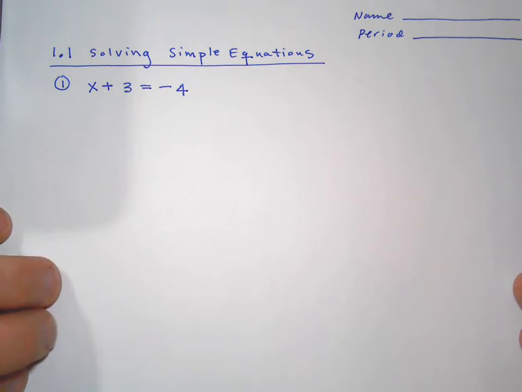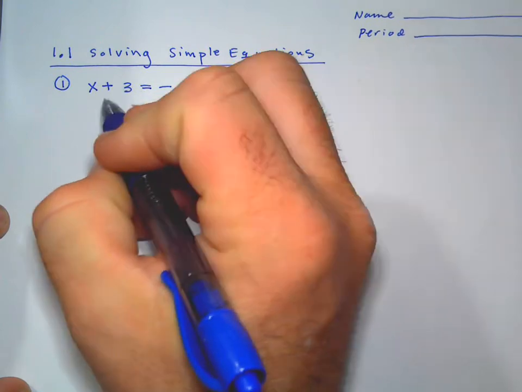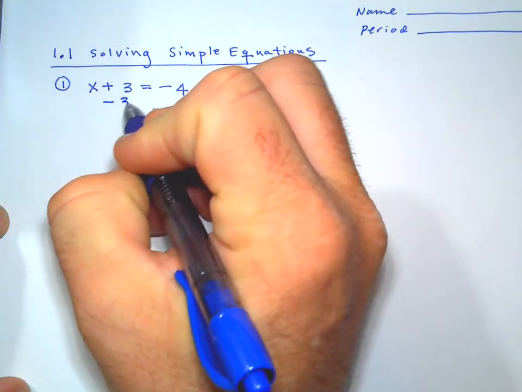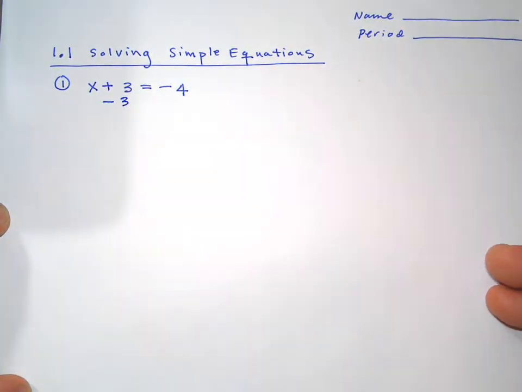Now we're trying to get x by itself. So anything that's being done to x, we want to undo, get rid of. So to get rid of adding 3, the thing that would get rid of that would be taking away 3, subtracting 3. So subtraction undoes addition.